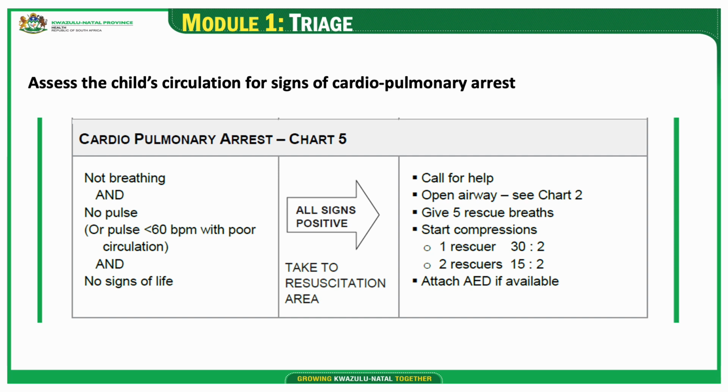We call for help. We open the airway, again according to Chart 2. We give 5 rescue breaths and we start compressions. There's a different ratio for 1 rescuer versus 2 rescuers. And if we have an automated external defibrillator, we would attach that to the patient and follow the instructions.